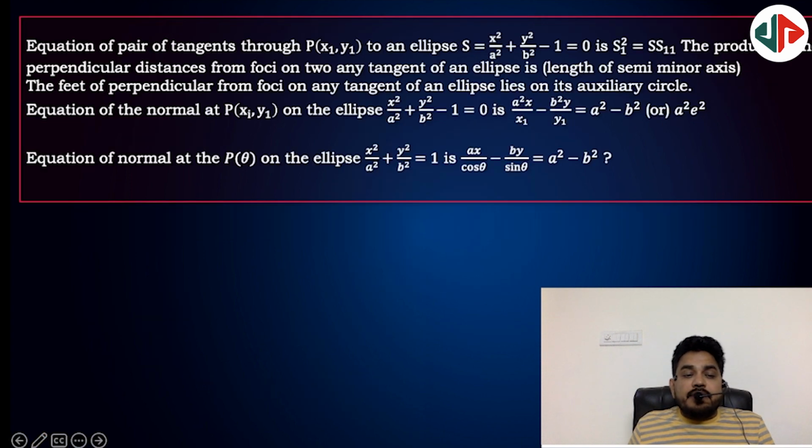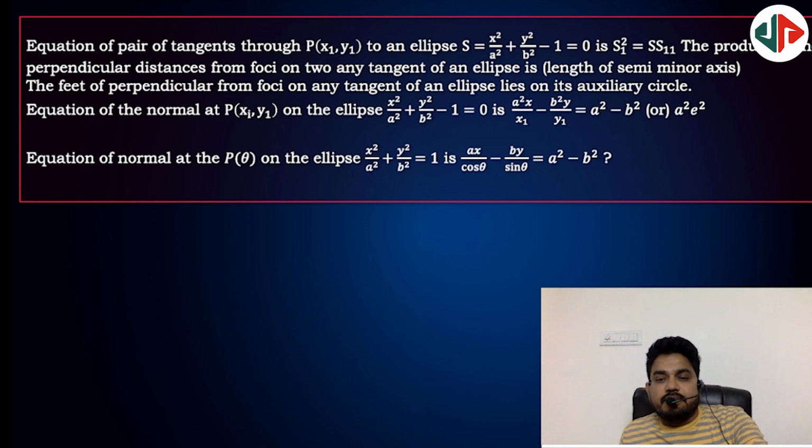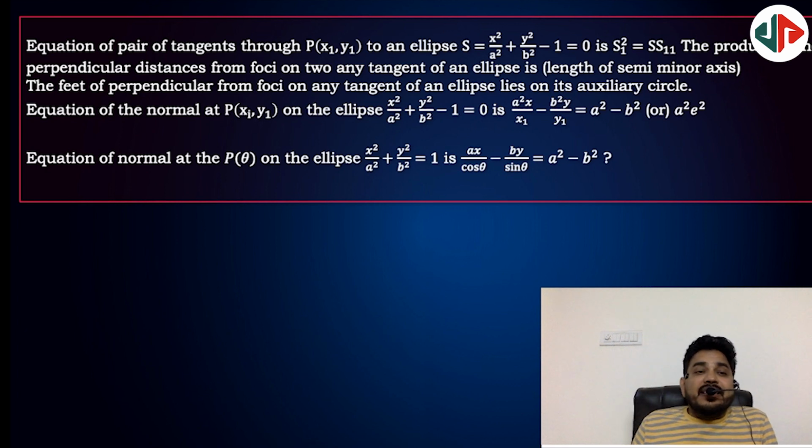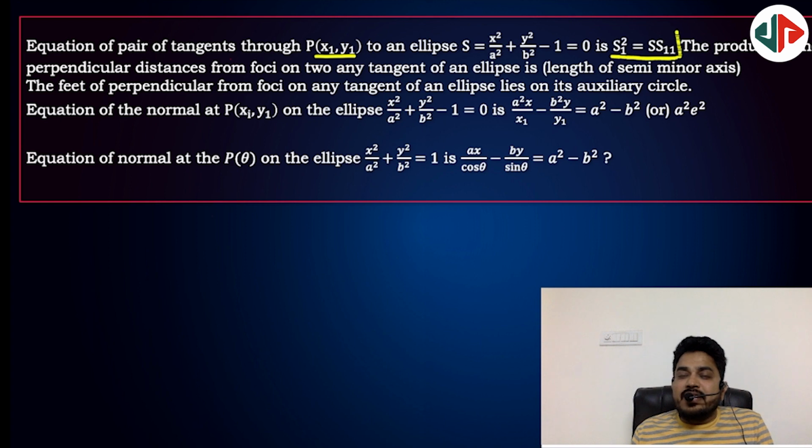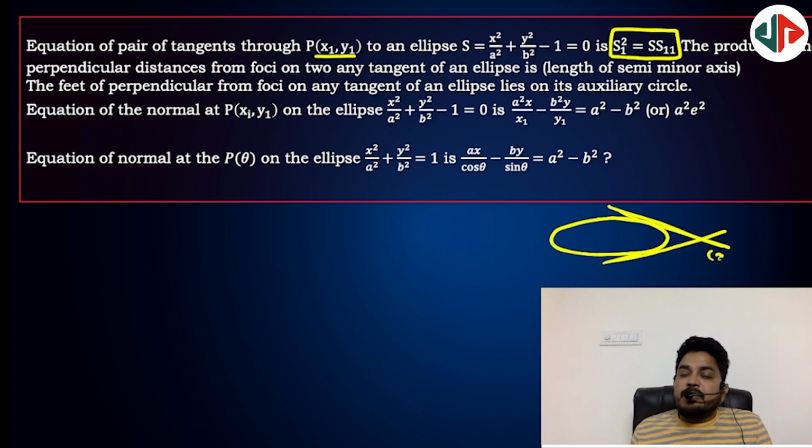Next point: the equation of the pair of tangents drawn from x1 y1 to the ellipse is S1 square is equal to S into S11. If this point is x1 y1, then S1 square is equal to S into S11.